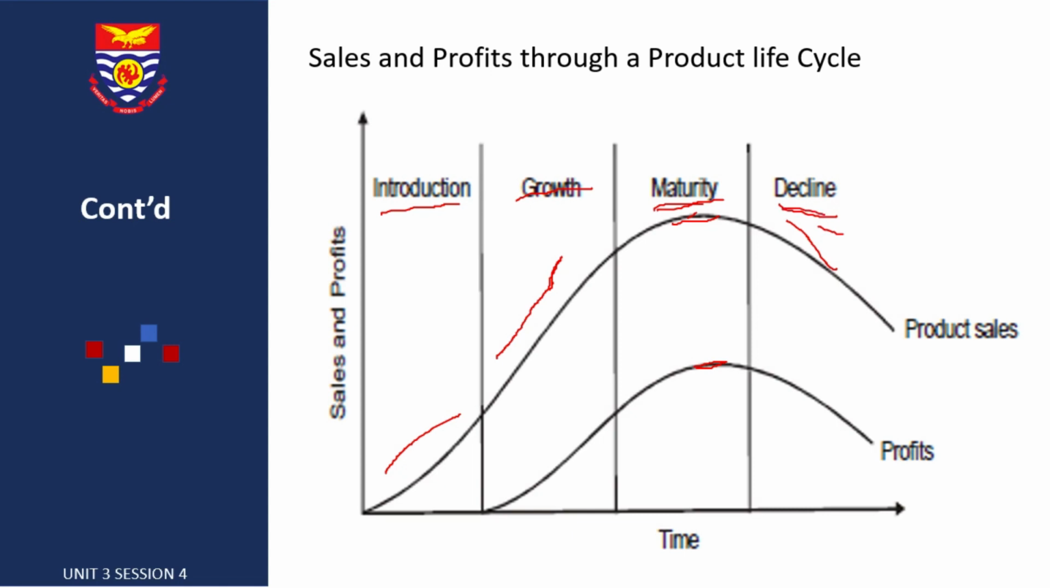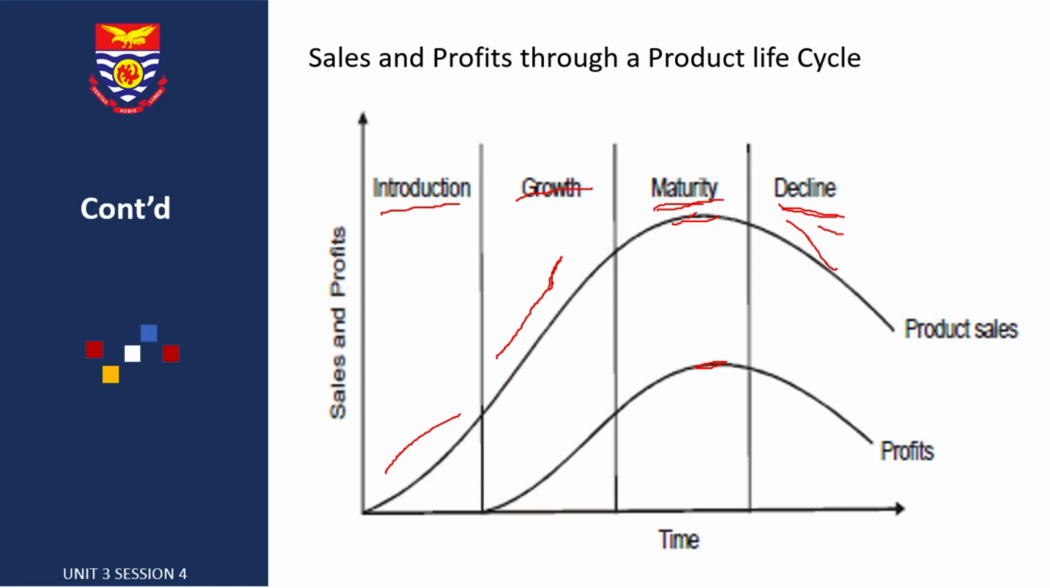So at the declination stage, it is good for firms to play a defensive strategy. At this stage, it is advisable for marketing firms to come up with new products or to rebrand or redesign the product that will be appealing to the customers.